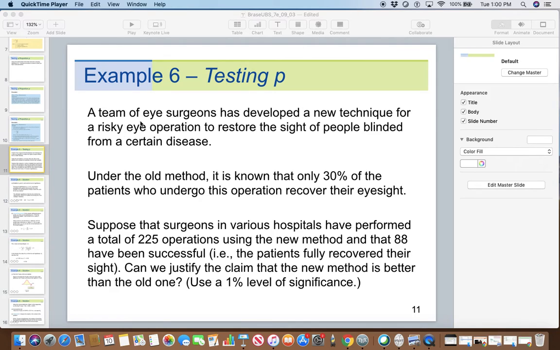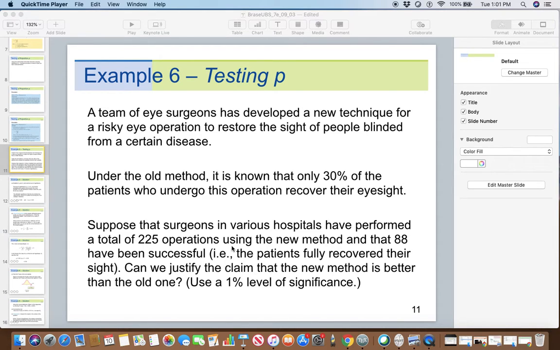So here is an example for testing P. A team of eye surgeons has developed a new technique for a risky eye operation to restore the sight of people blinded from a certain disease. Under the old method, it is known that only 30% of the patients who undergo this operation recover their eyesight. This 30% is, by the way, previous knowledge.